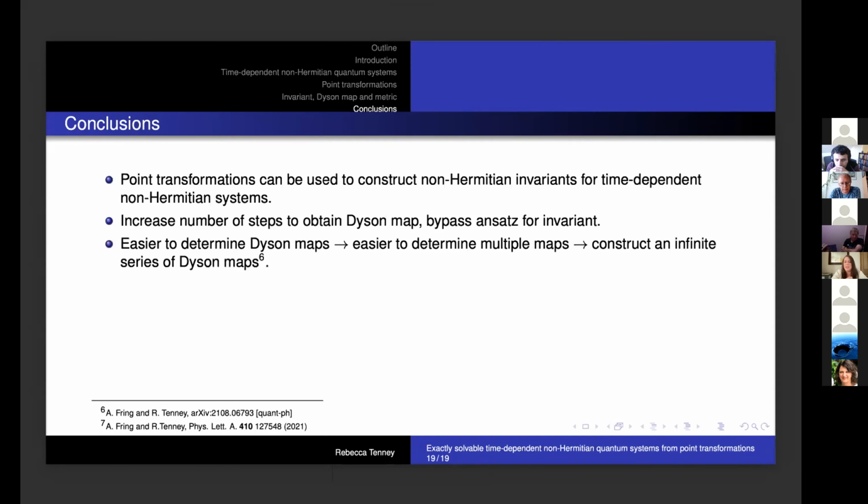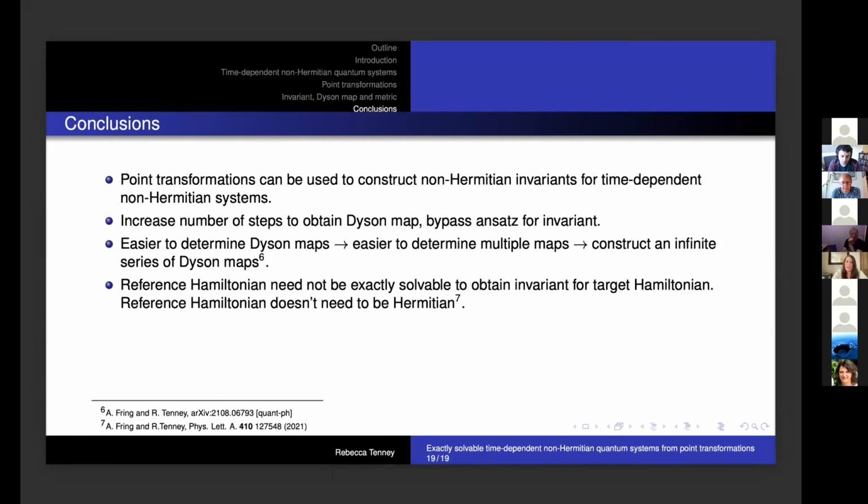Because we are using the invariants to determine the Dyson maps, it actually makes it easier to determine these Dyson maps, and therefore it's also easier to determine multiple Dyson maps. We've recently been looking at some work on an infinite series of Dyson maps, where we can use two starter Dyson maps to determine an infinite number of Dyson maps. So this approach very much helps with that as well.